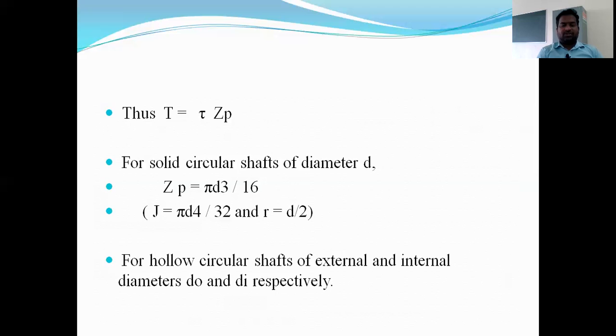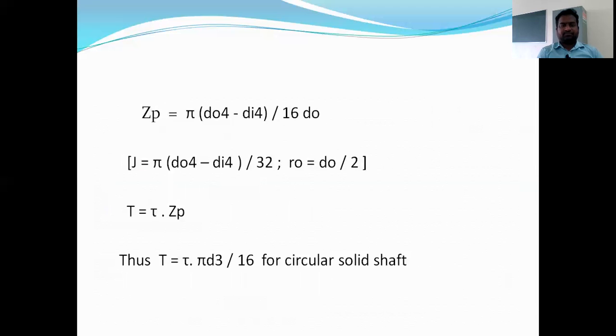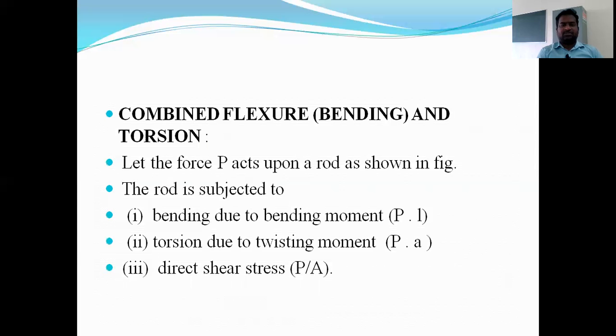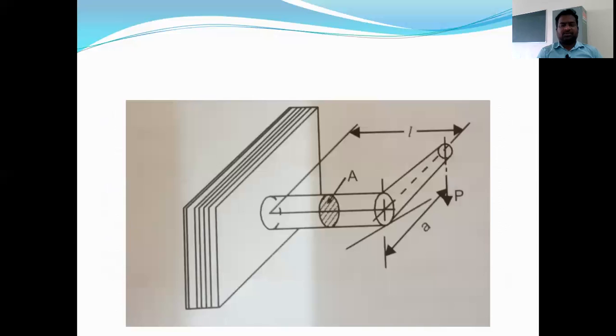For hollow circular shafts of external and internal diameters do and di respectively, Zp is equal to pi d. We have seen all of these, I am not saying anything new here. Pi d 4, check all the formulas. This is all not new for us. And combined flexural and bending torsion equations also.